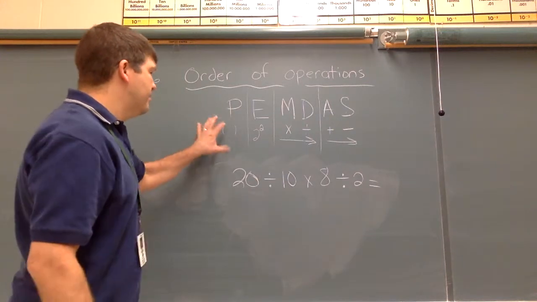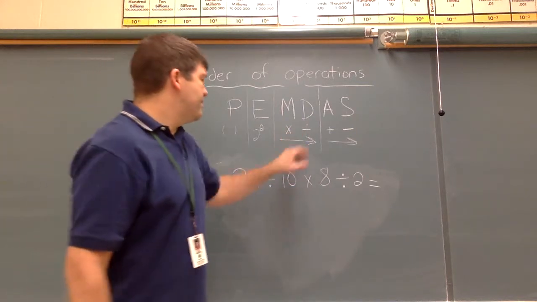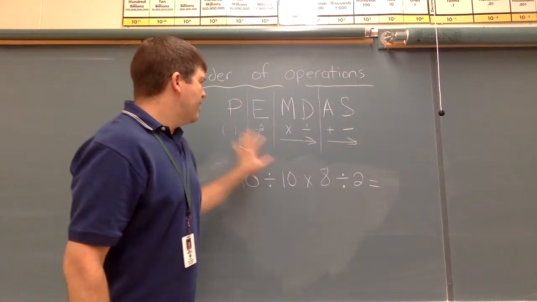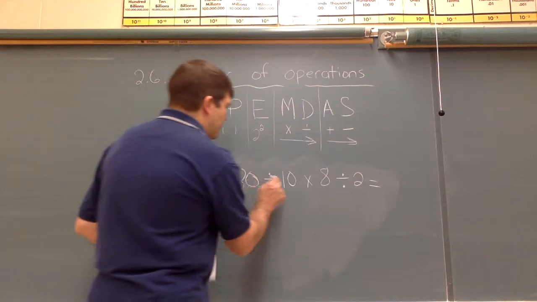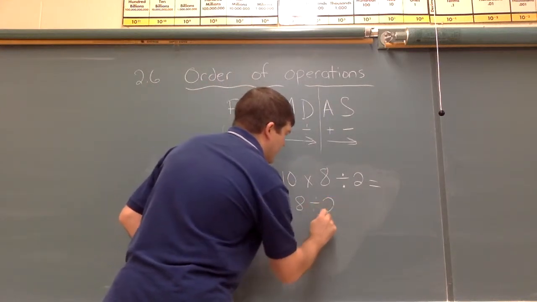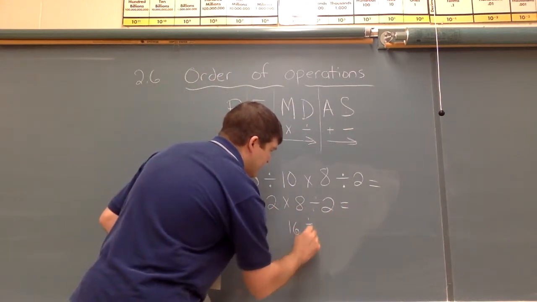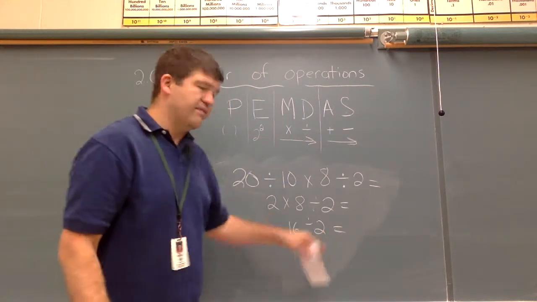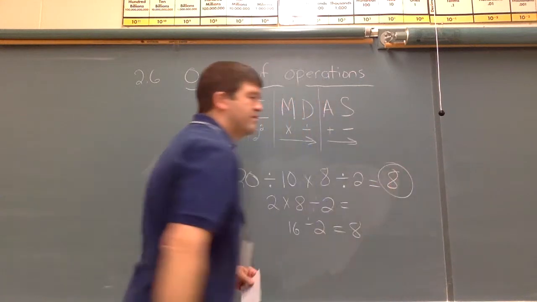So we look here, parentheses, no parentheses, good. No exponents, good. Multiplication division, I have some multiplication division. So that's the next. And I've already done these, so now I just go from the left to the right. So let's do it. 20 divided by 10 is 2. Okay, now I do the next part. 2 times 8 is 16. Divided by 2, and now 16 divided by 2, that gives me 8. So my answer is 8.